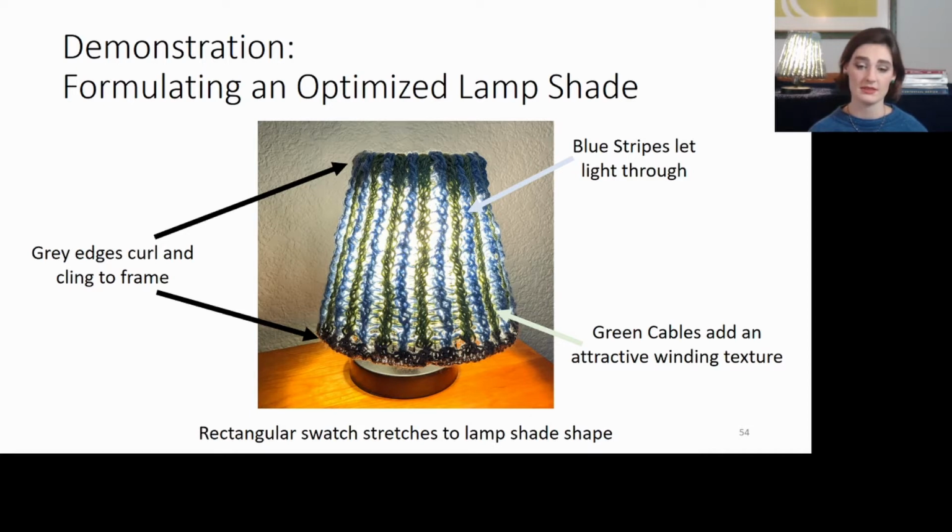It's worth noting that this is actually a rectangular swatch, but because it is so elastic, it is able to stretch around the conical shade of the lampshade. We also note that this is a hand knit sample, though we could have machine knitted it. Unfortunately, we did not have access to our industrial knitting machine during the COVID-19 pandemic.